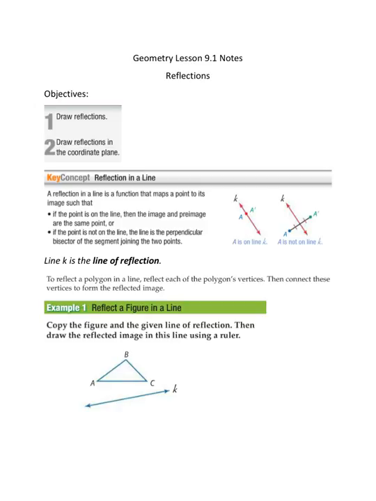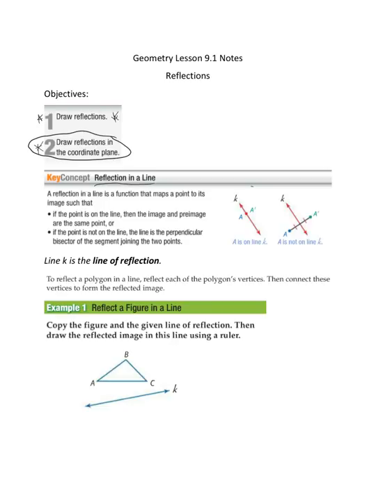All right. Hello, everyone. Today we're talking about lesson 9.1, which is reflections. Our objectives today will be to draw reflections and to draw reflections in the coordinate plane. The main focus here is the coordinate plane, but we do want to understand how to draw reflections when not in the coordinate plane. So, a reflection in a line. That's our key concept here.